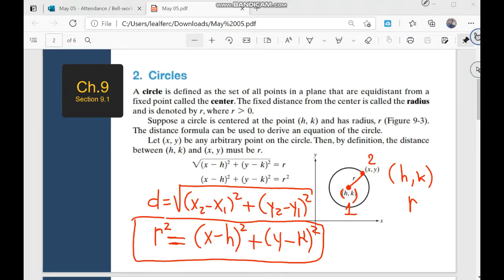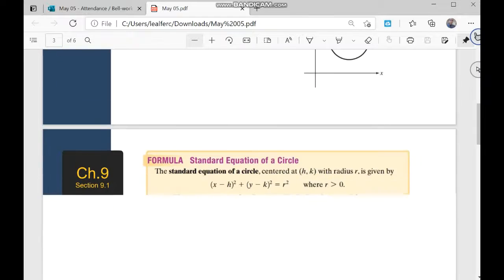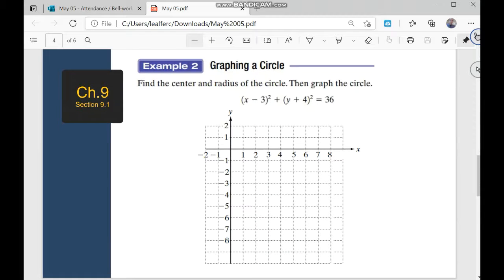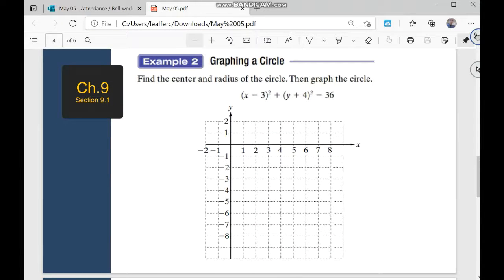Now, what you need to understand from this slide is that we can find the equation of a circle using the distance formula. Right? You don't need to memorize this step by step. But the next is the application. This you have to know. This you need to know how to work out. We will do an example to find the center and the radius of the circle. Okay?